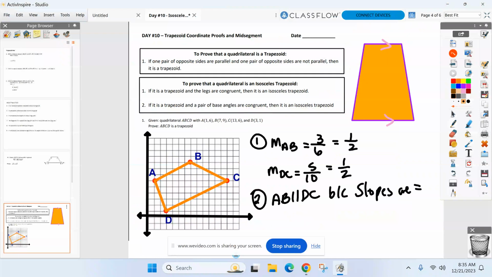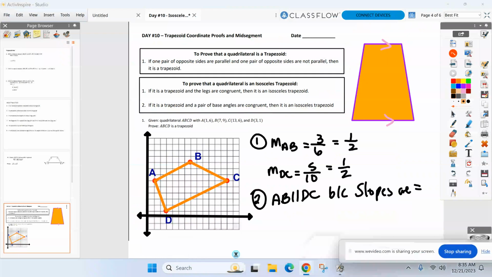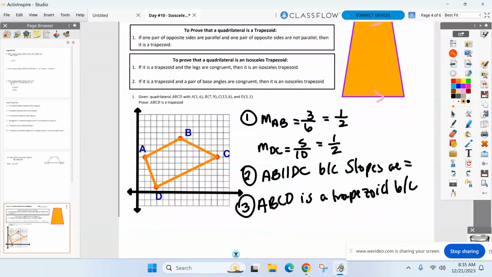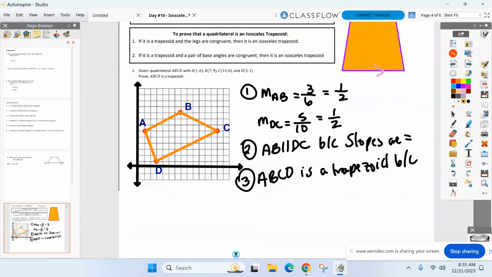I don't need to touch the other two as long as I have that pair of sides parallel. So number 3, now we can say it's a trapezoid. And watch my wording here. ABCD is a trapezoid because one pair of opposite sides parallel. Can't say both pair because that's a parallelogram. Please don't write in both pair. You didn't show that. You only showed one pair of opposite sides are parallel.